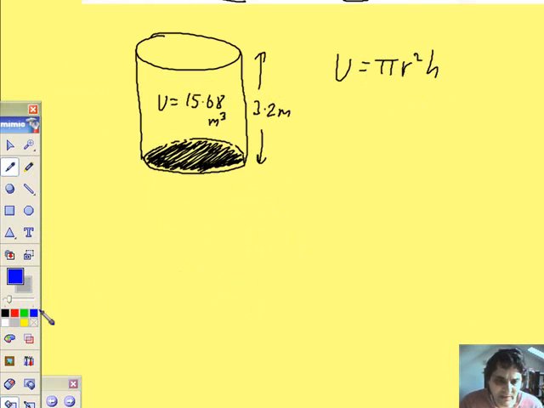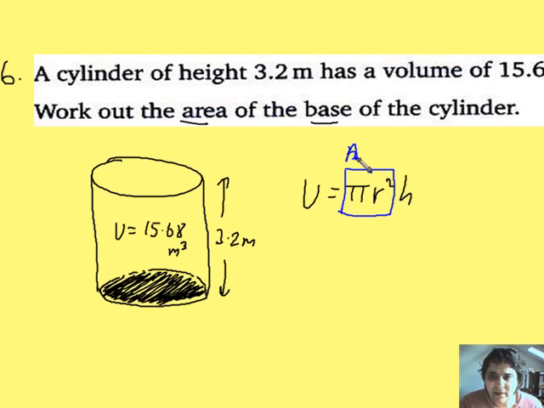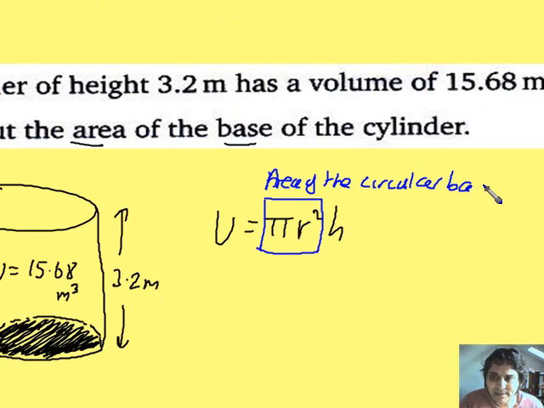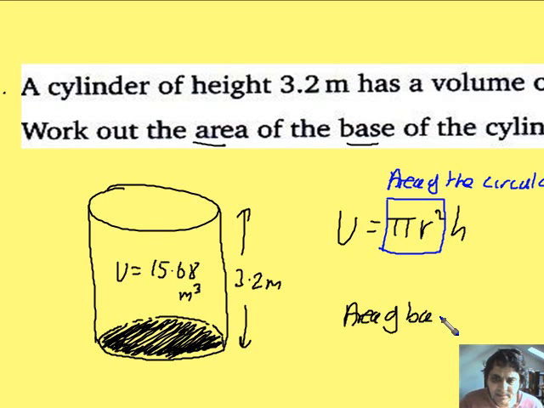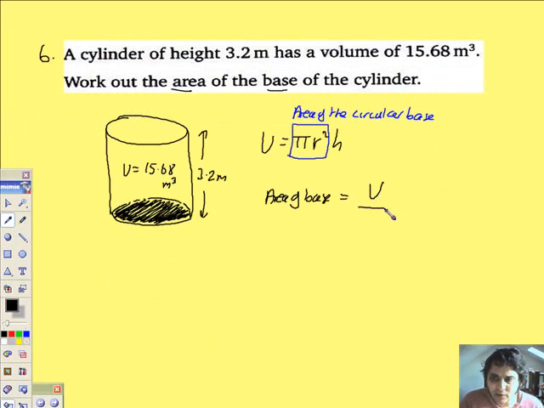And this part, let me just highlight it, the pi r squared bit, is the area of the circular base. So how do I find this little part? I just take my volume and divide it by the height. So my area of the base is going to be my volume divided by my height. Okay, just take this over and divide it. It's a standard equation.